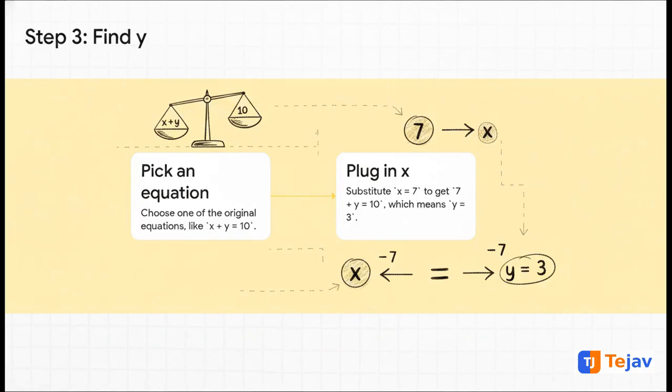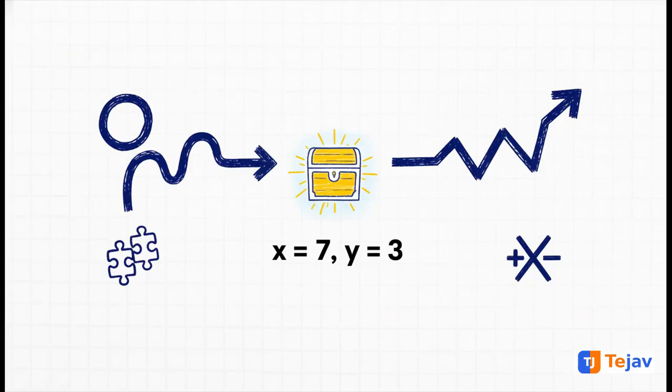And you know what to do from here. The last step is exactly the same as before. We take that x equals 7 and plug it back into either one of the original equations. It doesn't matter which one you pick. Let's just use the first one. So 7 plus y equals 10. A little subtraction, and we get y equals 3. Done. And check it out.